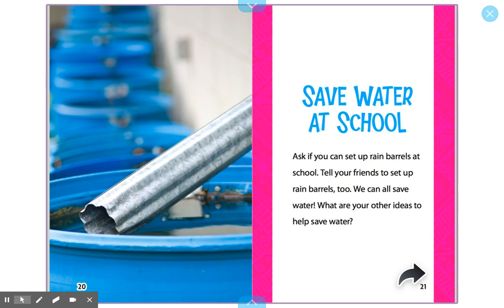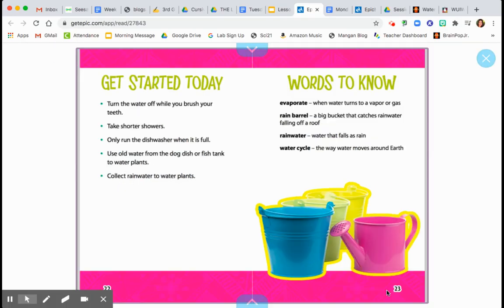What are your other ways to help save water? So let's get started today. Turn off the water while you brush your teeth. Take shorter showers. Only run the dishwasher when it is full. Use old water from the dog dish or fish tank to water plants. Collect rainwater to water plants.